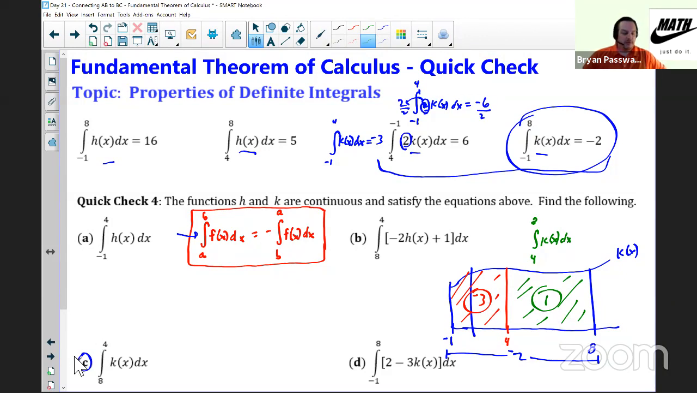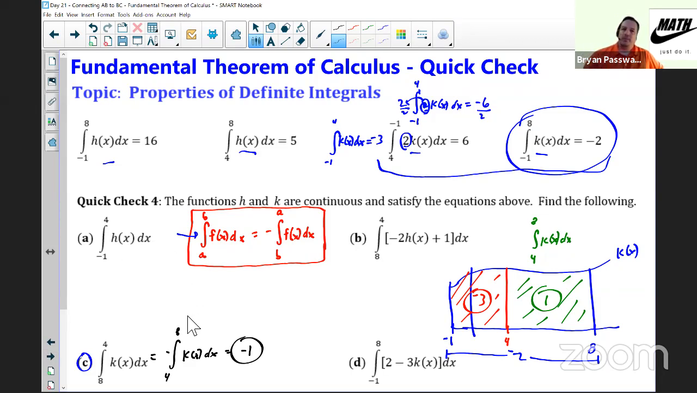And so now we look at this problem. It wants to know the integral from 8 to 4. Well, again, the limits are kind of reversed. And so if I flip these around, this is going to be the same thing as saying the negative integral of k of x from 4 to 8. And we just figured out that the integral from 4 to 8 has a total of 1. And so that means the integral from 8 to 4 is the opposite of that value, or in this case, -1.